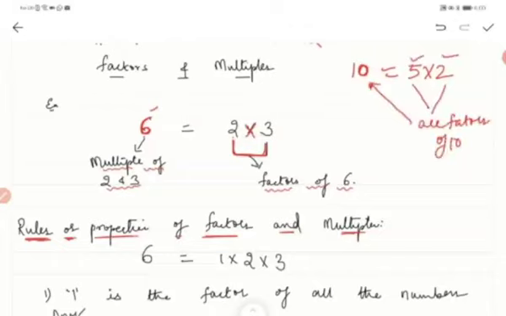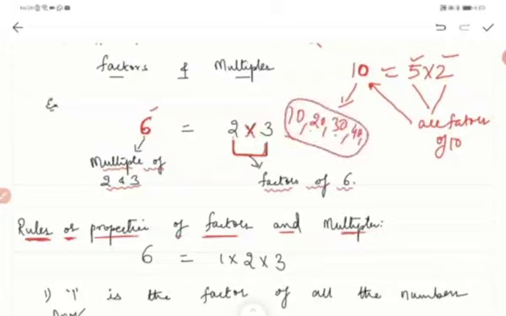Okay, what are the multiples of 10? Multiples of 10 would be 10. In 10's table, what all will you get? 10, 20, 30 and so on, isn't it? 10 2s is 20, 10 3s is 30, 10 4s is 40. All these are called multiples of 10.